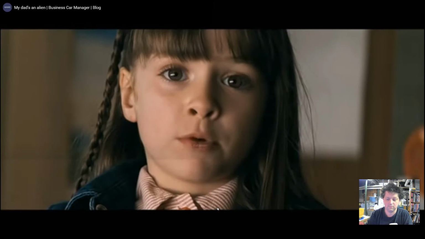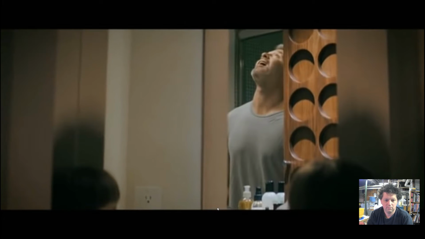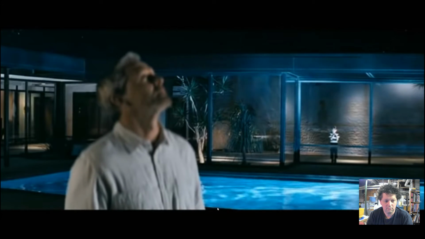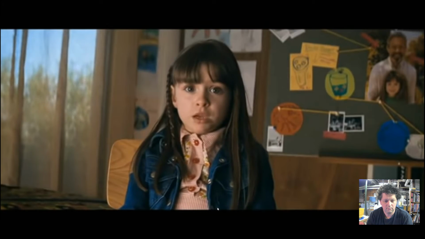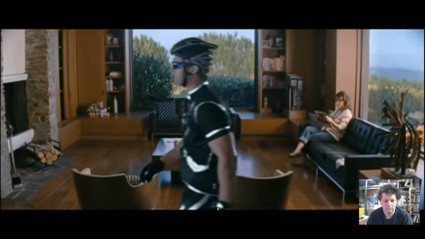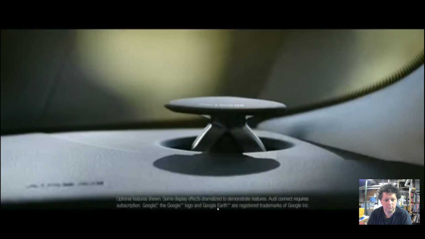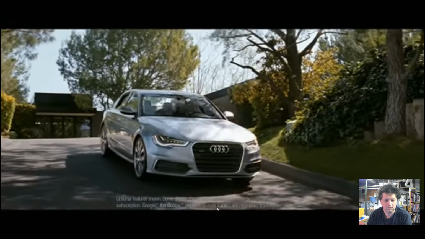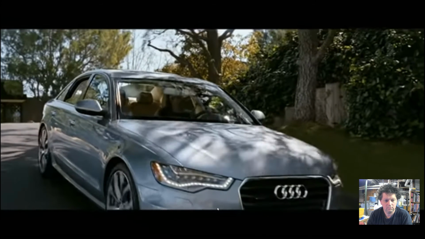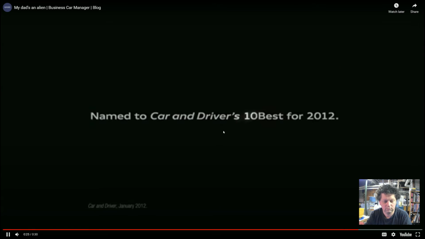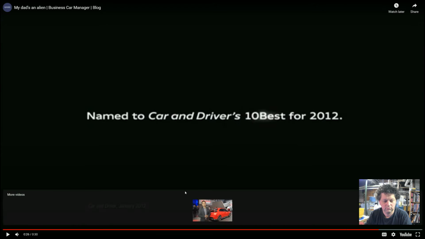I have evidence that proves my dad's a space alien. He speaks a weird language. He drinks green stuff. He says he's from Albuquerque. I'm not buying it. I mean, just look at him. And one more thing, he has a spaceship. The evidence doesn't lie. My dad's an alien. The highly advanced Audi A6, named to Car and Driver's 10 Best.